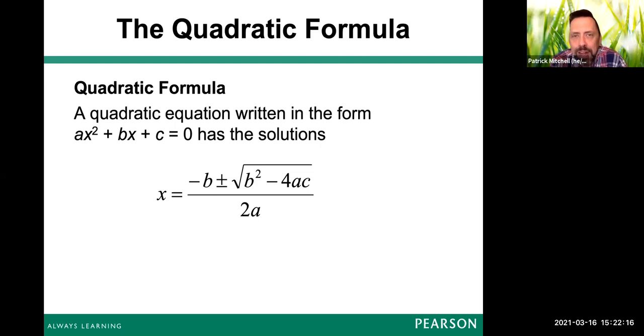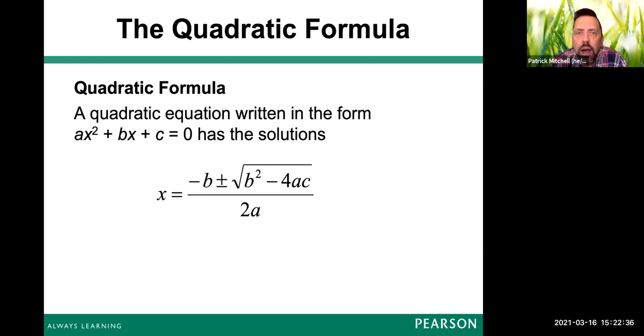Now, over the years, math teachers and others have tried to come up with all sorts of different clever ways to memorize this formula. One of them is to sing it to the tune of Jingle Bells. So x equals minus b plus or minus radical b squared minus 4ac all over 2a.